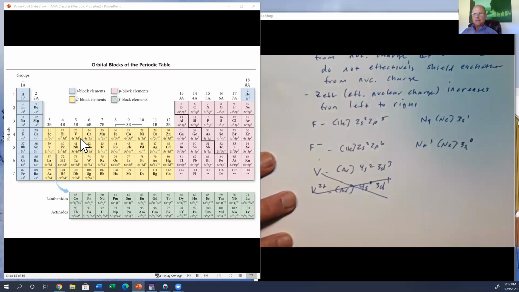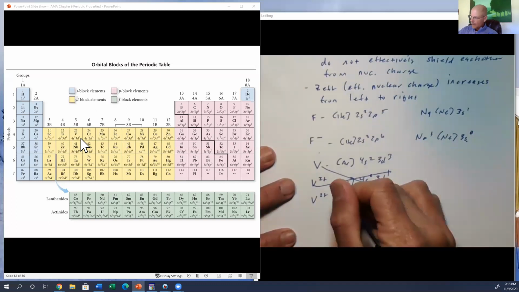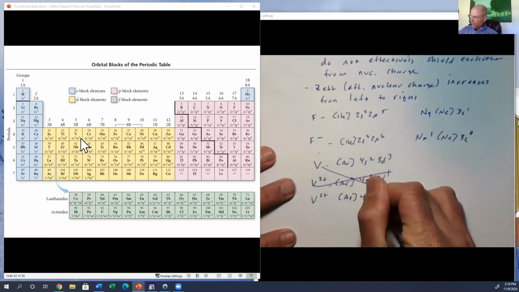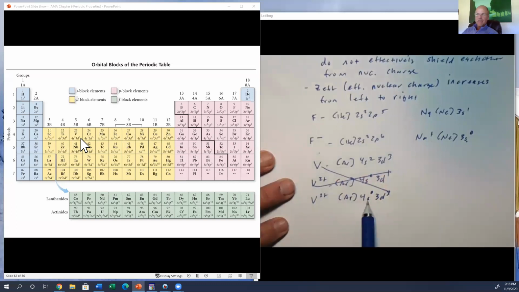In the transition elements, because the 4s and the 3d levels are so close to each other in energy, when you ionize the transition metals, they lose the s electrons before the d. So the correct electron configuration for V2+ is argon core, 4s0, 3d3. Notice I took the electrons out of the s orbital, not the d. And that's true for all the transition metal ions. Whenever you form a transition metal ion, you take the electrons from the s orbitals and not the d.